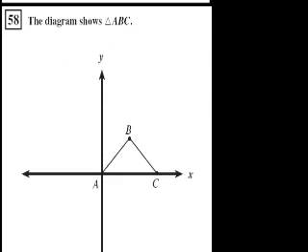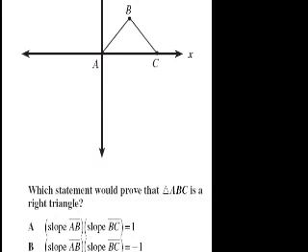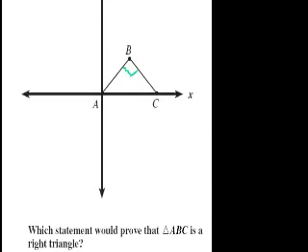Okay. The diagram shows triangle ABC. Fair enough. Which statement would prove that ABC is a right triangle? And just eyeball, this is clearly not a right angle. This is probably the right angle for the right triangle. And this is something that maybe you learned in algebra class, and if you didn't, you're about to learn it right now. I'm looking at the choices, and they talk a lot about slope.